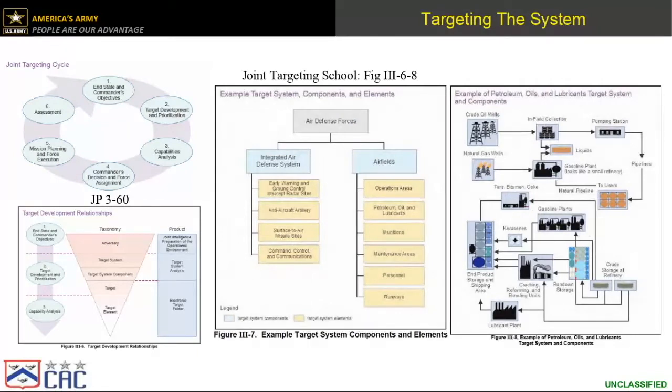This diagram depicts a framework to help us think about the relationship of planning to targeting products while considering the enemy as a system of parts that can be targeted. In the middle is an example of the identified components and elements of a given target. In this case, it's an integrated air defense network, where it breaks down the air defense network into the systems and then the airfields and the associated components of airfields. The right is another example of a potential target that may not be considered a traditional military target, but it illustrates another way to think about target systems of components and elements. In this case, it's an example of petroleum, oils, and lubricants target system and the components of that system.